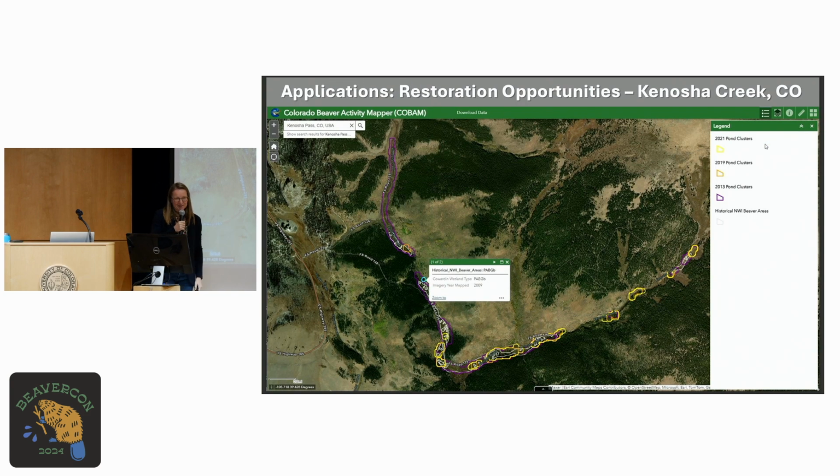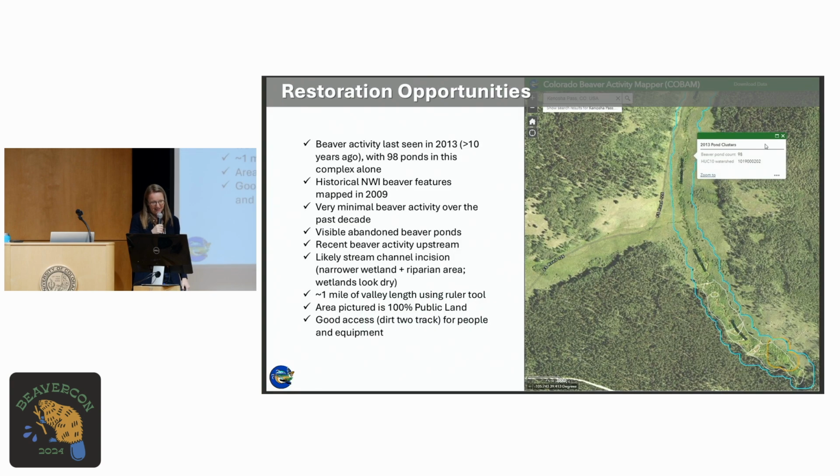This is an example that some of my friends from Ecometrics and Colorado Open Lands have worked on up near Kenosha Pass. And our beaver activity mapper shows that the last time there were a lot of beaver ponds in this area was in about 2013. And when we look a little bit closer, so this area you can measure in the tool, it's about a mile long. There were 98 beaver ponds in 2013, but it's been pretty quiet ever since.